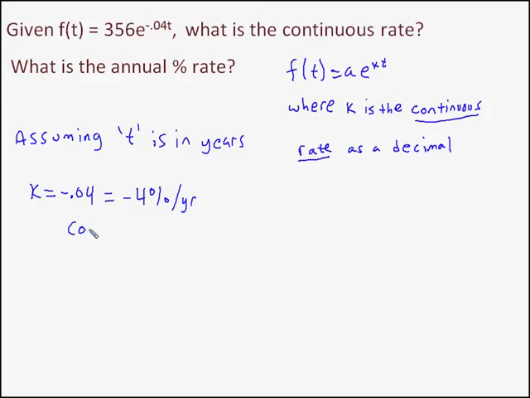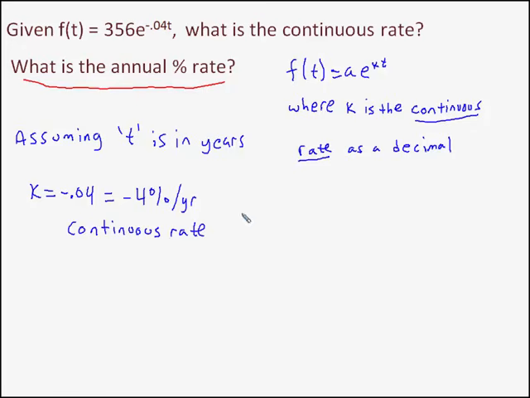So having a continuous rate of negative 0.04 means that it's going down 4% per year, and that would be the continuous annual rate. The harder of the two questions would be what is the annual percent rate, meaning what does it mean for something to go down at a continuous rate of 4% per year? So I'd like to convert that into what we normally would think of as percent change per year without the word continuous.